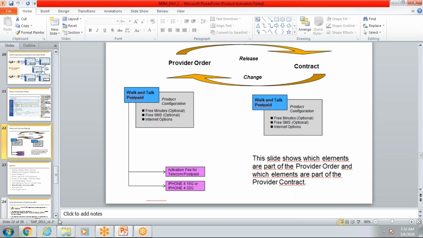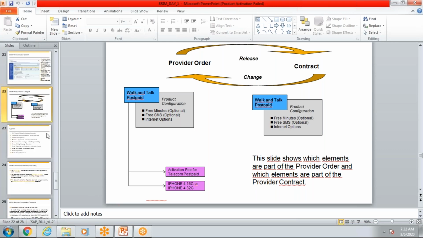Okay. So in case they are buying the phone on installments, it will be added to that provider order, right? It will be added to the contract. Yes, it will be added to the provider order, but a contract won't be created for the physical products.